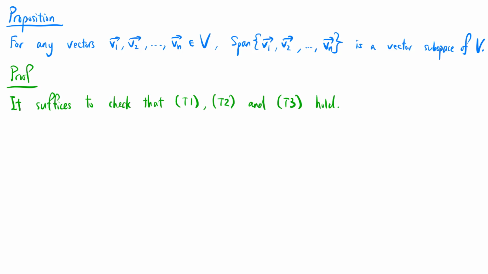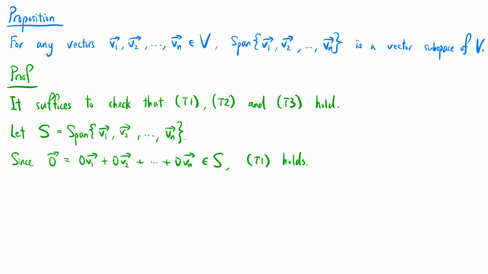To prove this, again we check that T1, T2, and T3 hold. Let S be the span of V1, V2 up to Vn. Since the zero vector equals 0 times V1 plus 0 times V2 plus up to 0 times Vn, which is a vector in S, T1 holds.